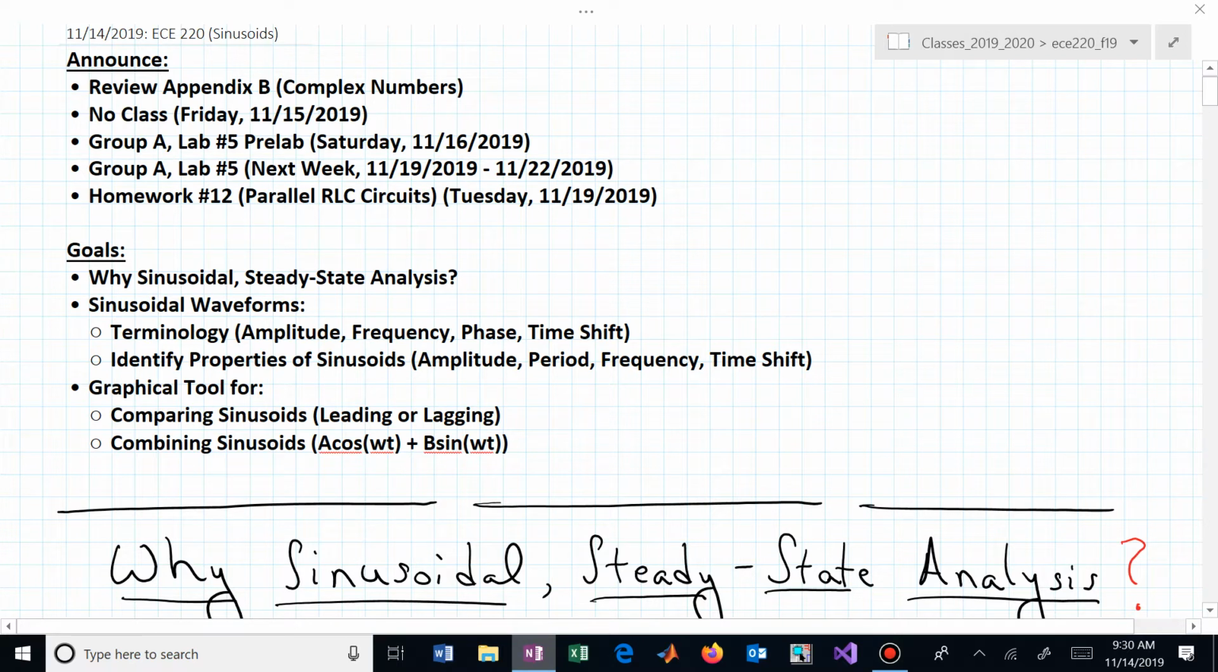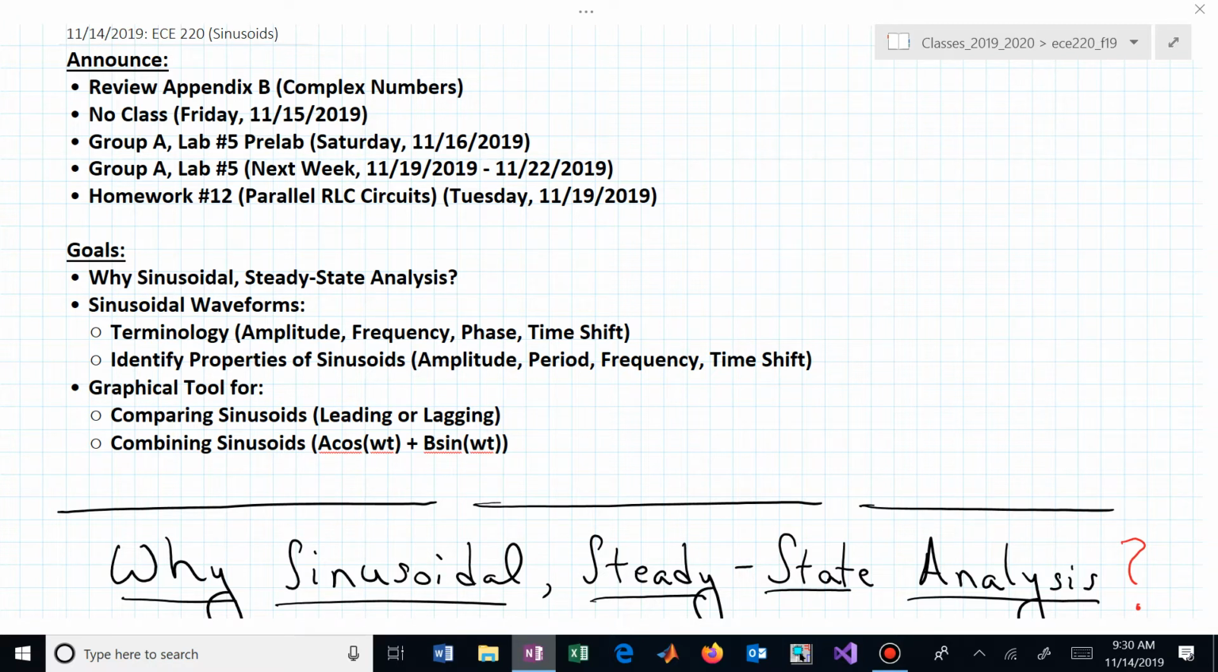We are now in Chapter 9 in terms of material, and we're also needing you to review or remind yourselves about complex numbers. We're going to be using that now throughout Chapter 9. Today is our last day for this week, and we will return on Monday. Tomorrow there is no class.